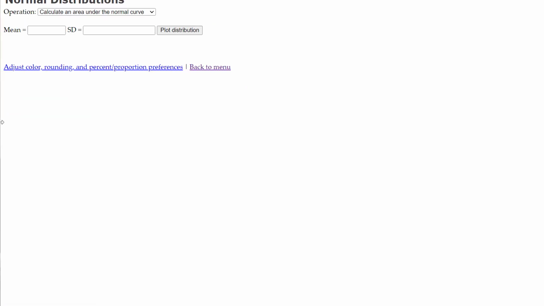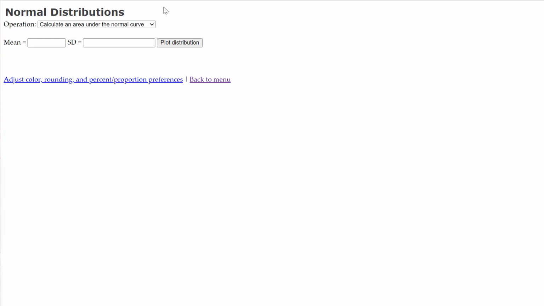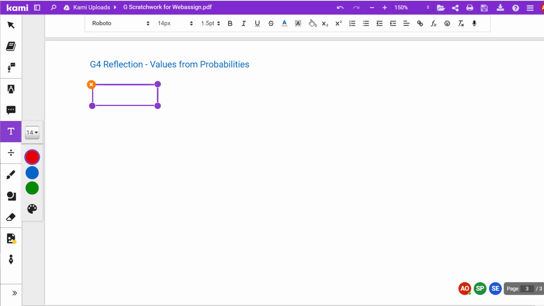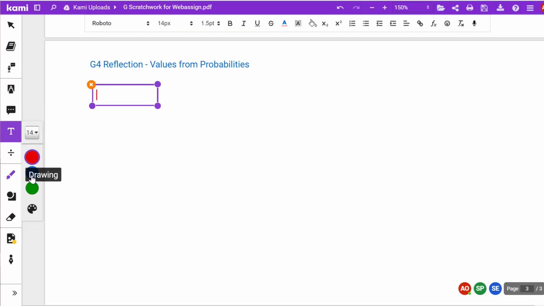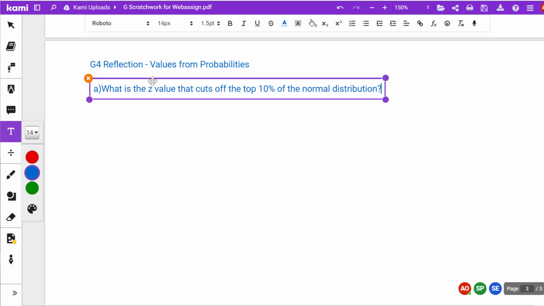Let me slide this over just a touch so you can see it better. There we go. So if you're doing z-scores, let's make a note to ourselves. If we're working with z-scores, actually, let me go ahead and copy the question since I'm here. Control-C, there we go. So what is the value that cuts off the top 10% of the normal distribution?